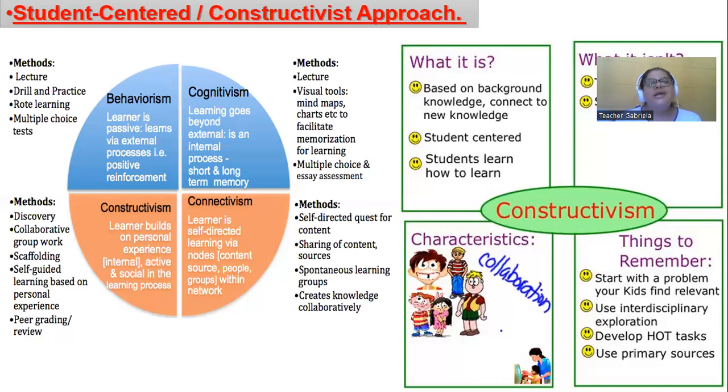Les voy a poner una escena y usted me dice qué estoy haciendo. Si estoy haciendo un feedback o si estoy haciendo un warm-up. Pues sí, teacher, pues no nos ha explicado. Pues sí, pero piensen, no espere que yo le dé todo. Ahora bien, les voy a poner esta escena.